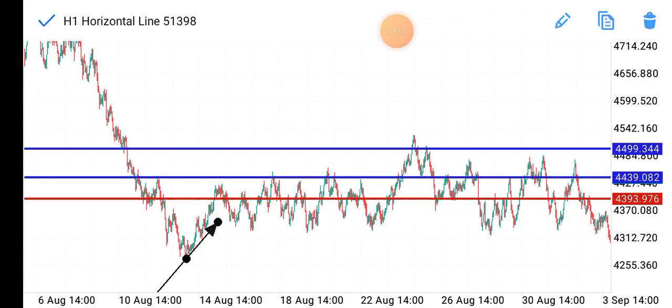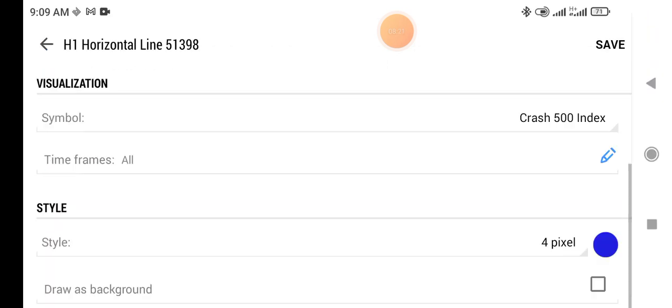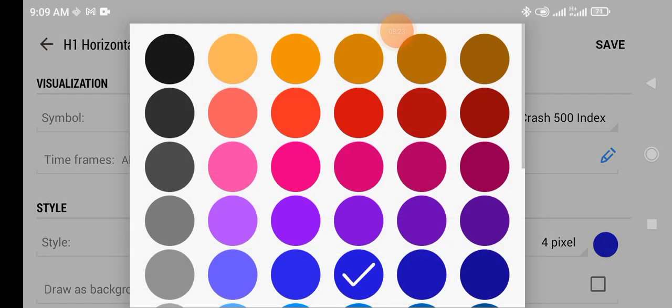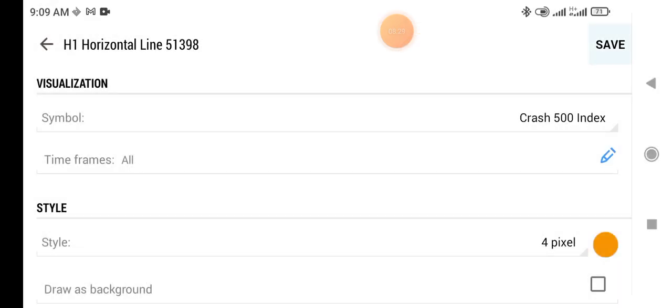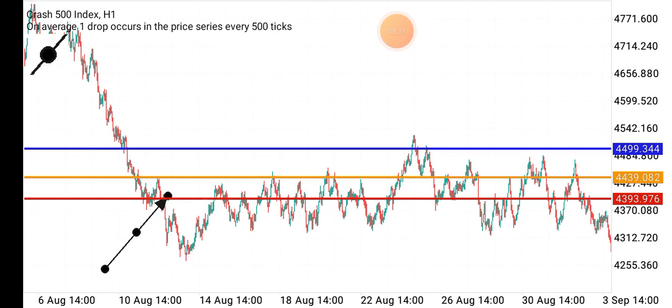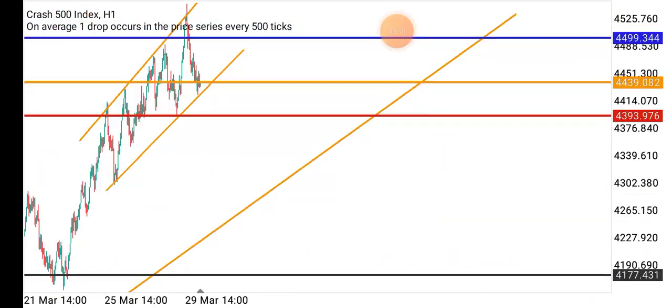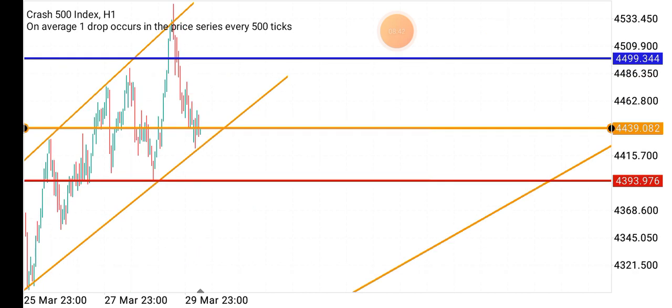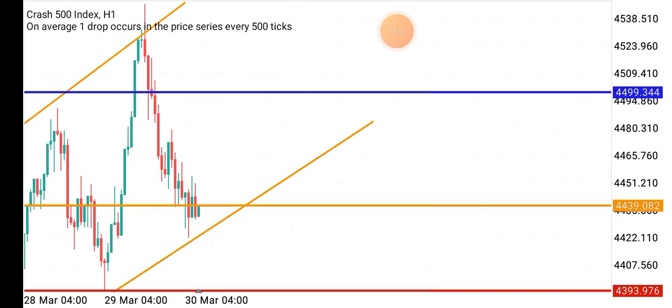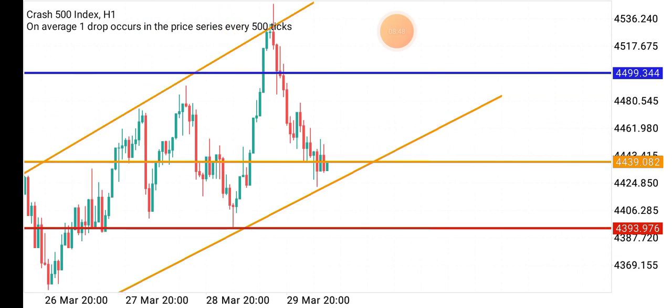So let me just come here and change the color to something else. Maybe I can use this color right there, to indicate the 1 hourly time frame key level. All right, so you can see if we run to the current side of the market, then we'll find that this key level we just marked is in line with the current structure of the market.